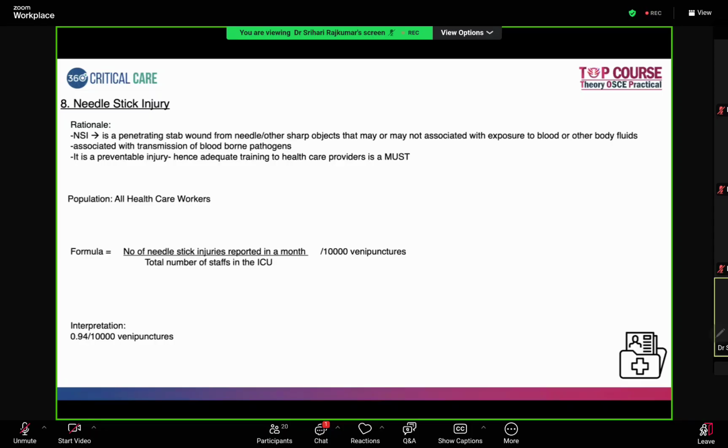And here you take it per 10,000. For SMR it was 100. The rest of the other six parameters we spoke about, it was 1000. For this, it will be 10,000. So the interpretation is 0.94 per 10,000 mini punctures. So that is the benchmark.